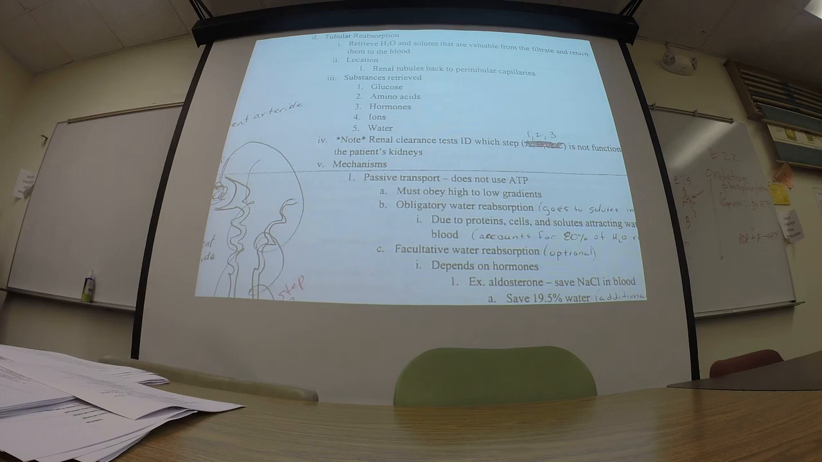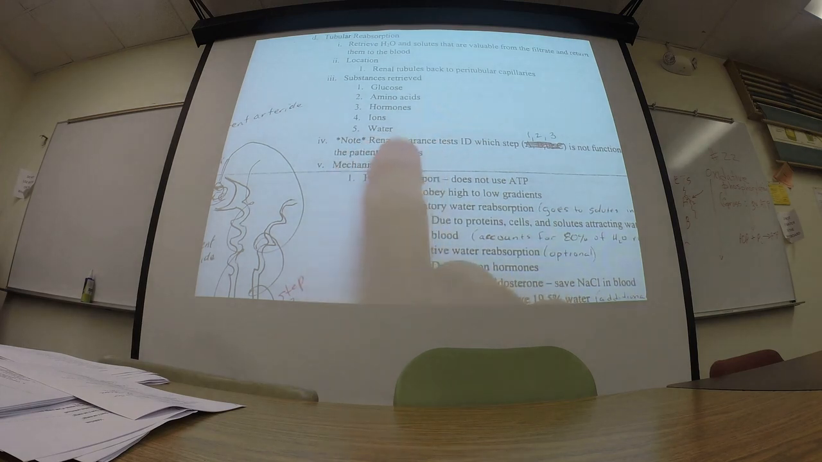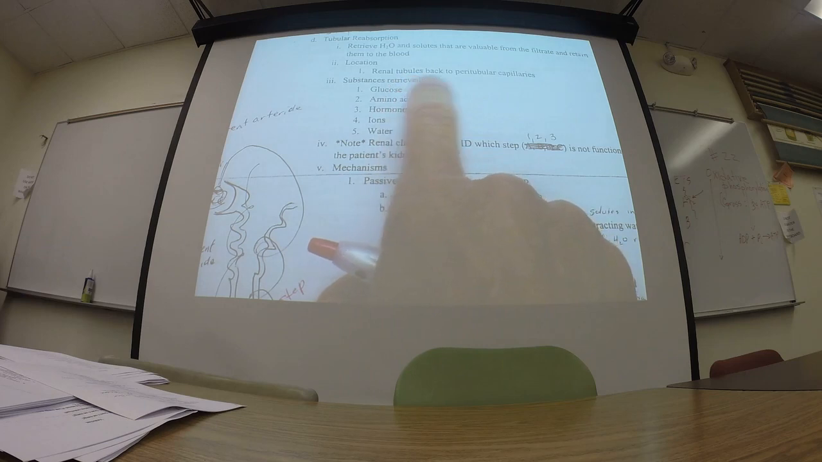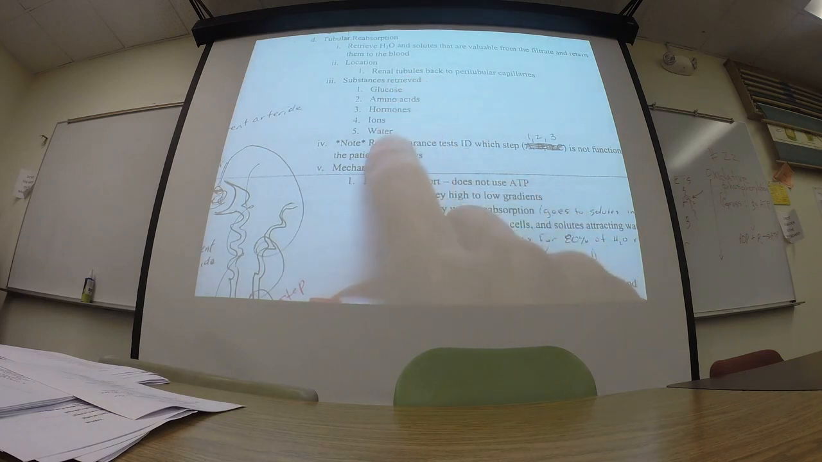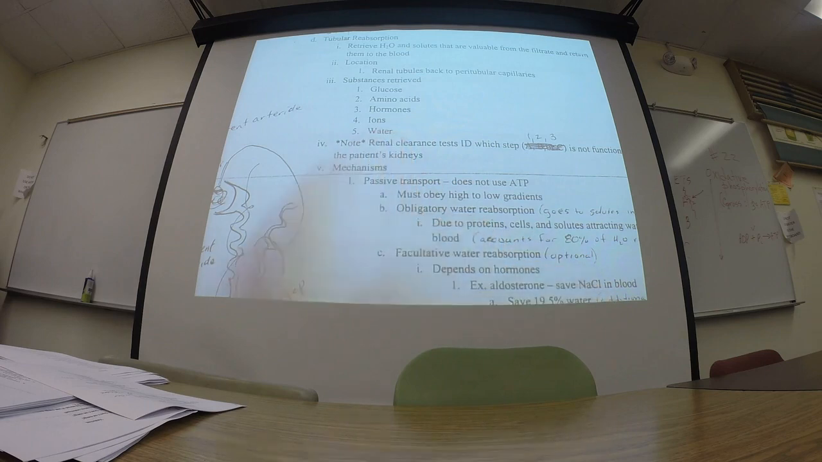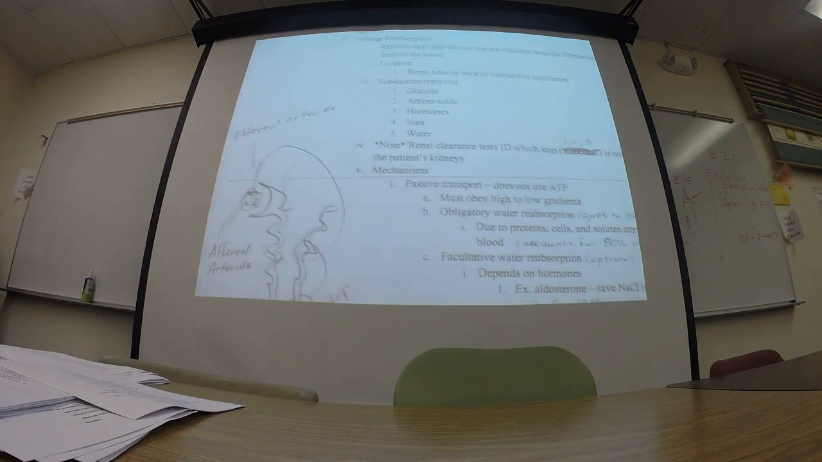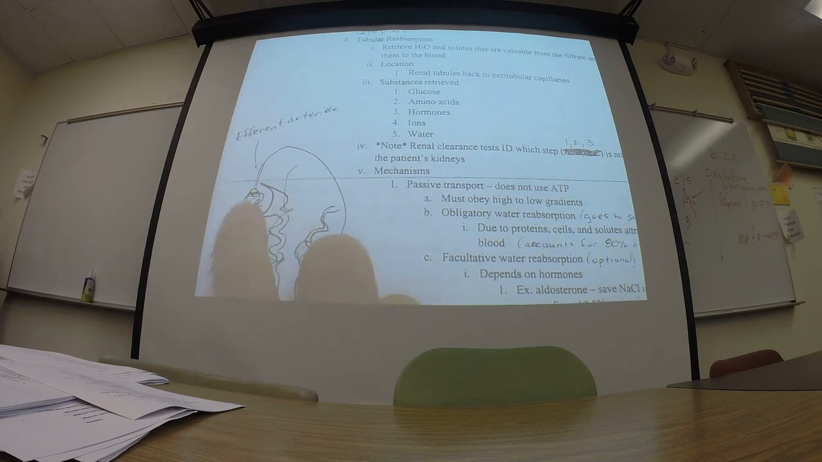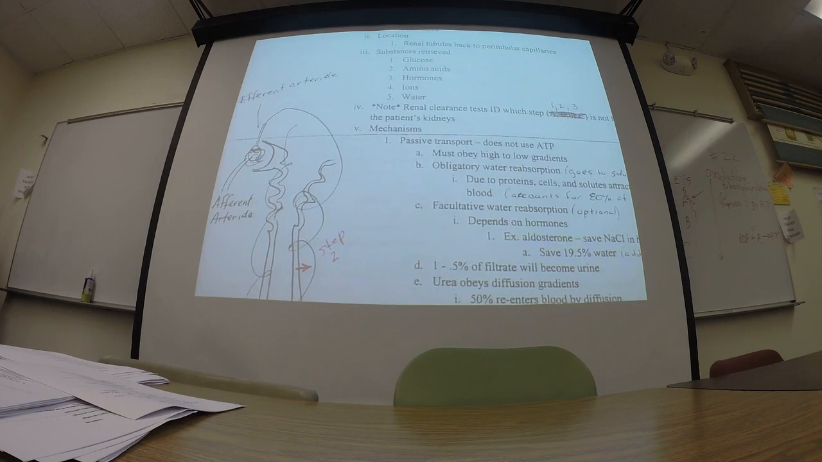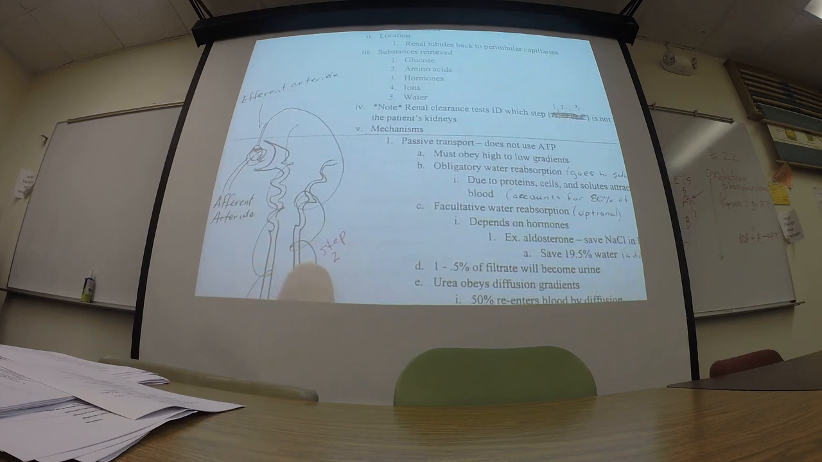And so this is just verbally telling you where it's occurring. And here's examples of some of the stuff your body wants back. Now, in step 1, 100% of your glucose got kicked out. In step 2, right here, we're hoping that 100% of the glucose gets picked back up.